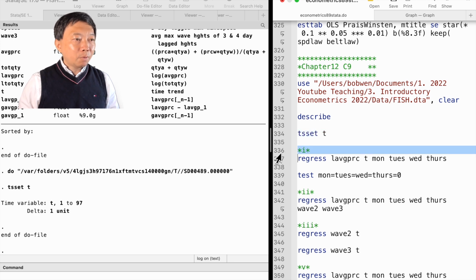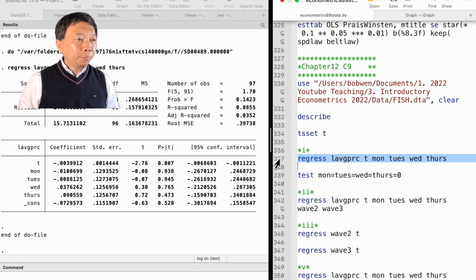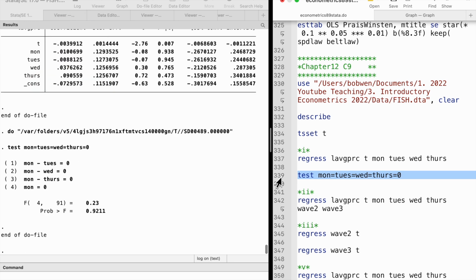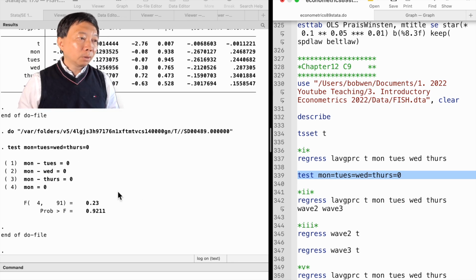We regress the variable log average price on the time trend and the 4 daily dummy variables with Friday as the base. We find that the 4 daily dummy variables are individually and jointly insignificant at any reasonable level. There is no evidence that fish price varies systematically within a week.